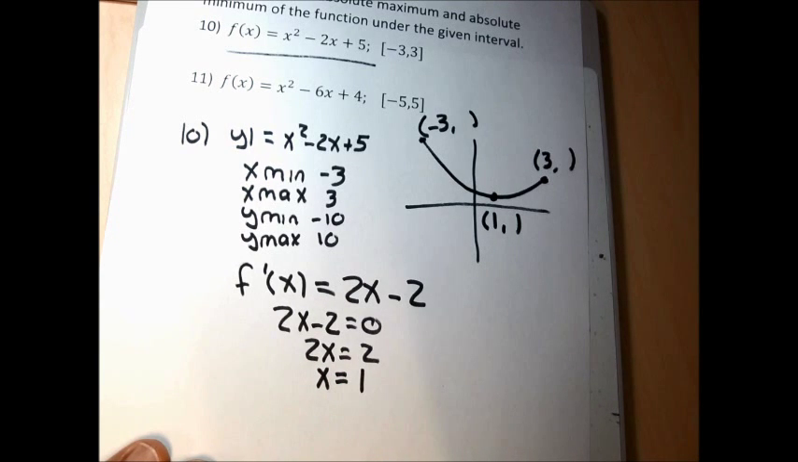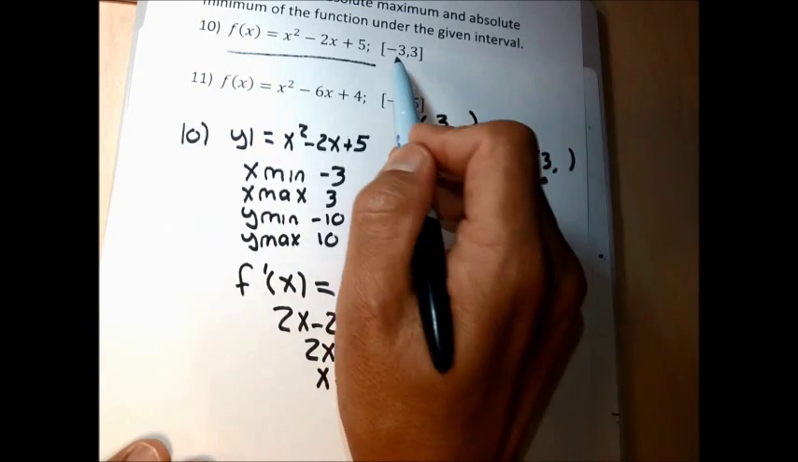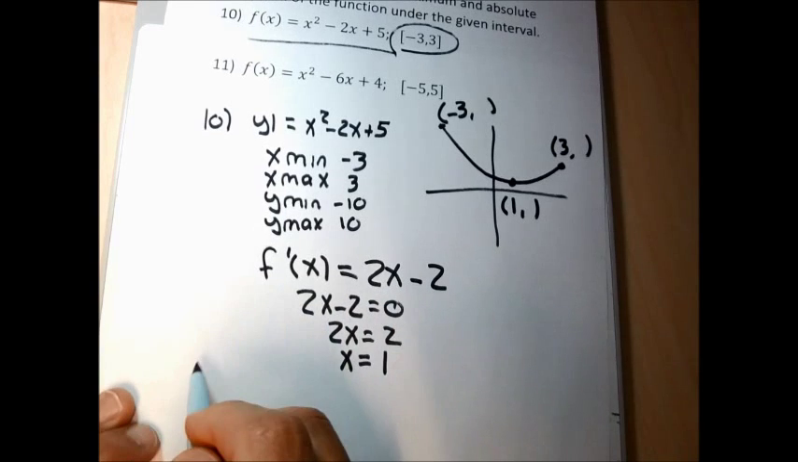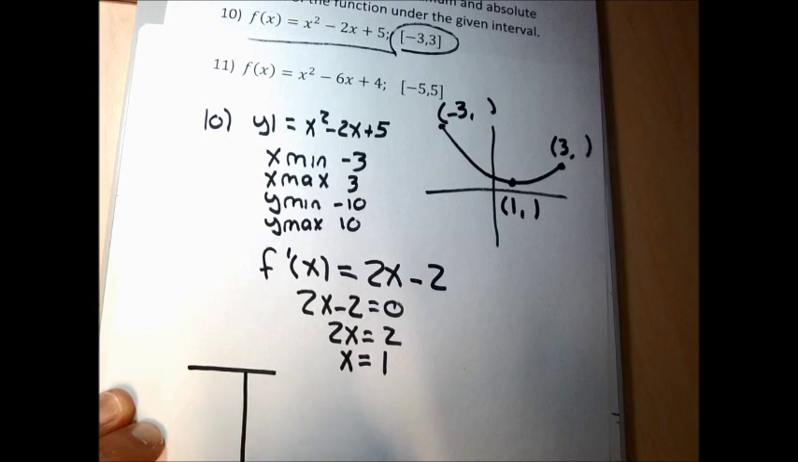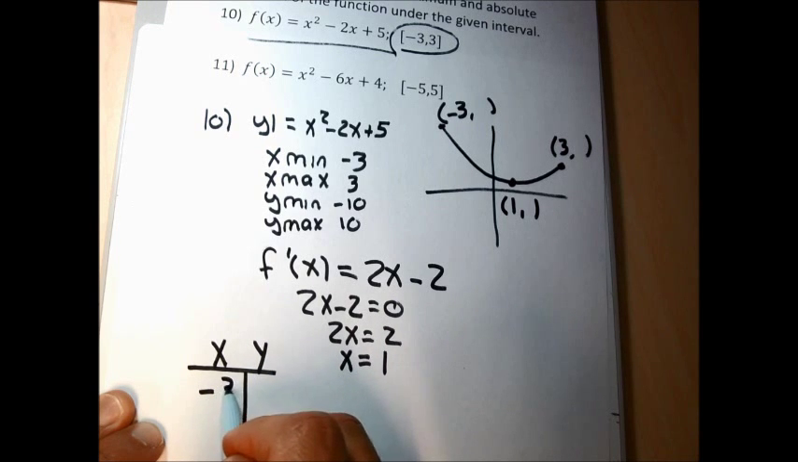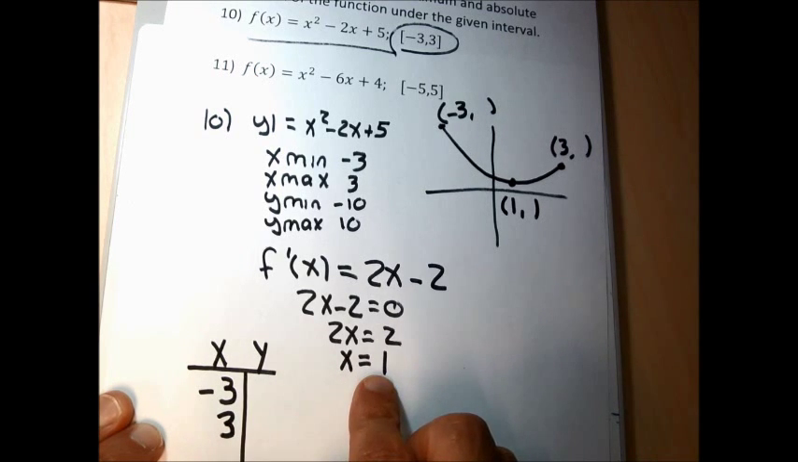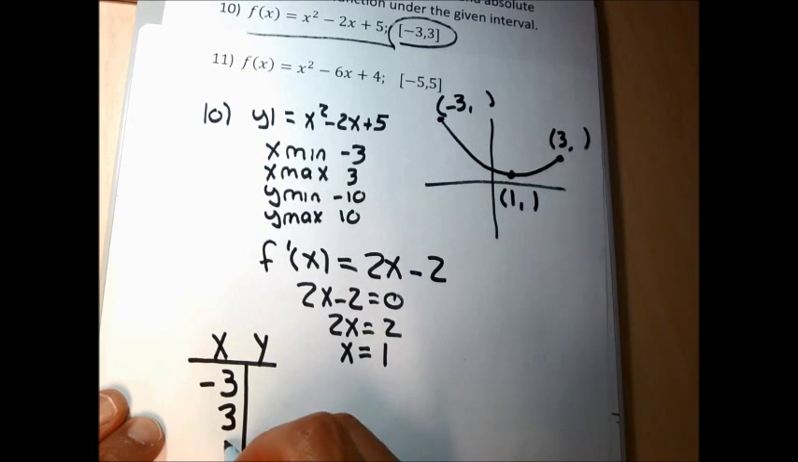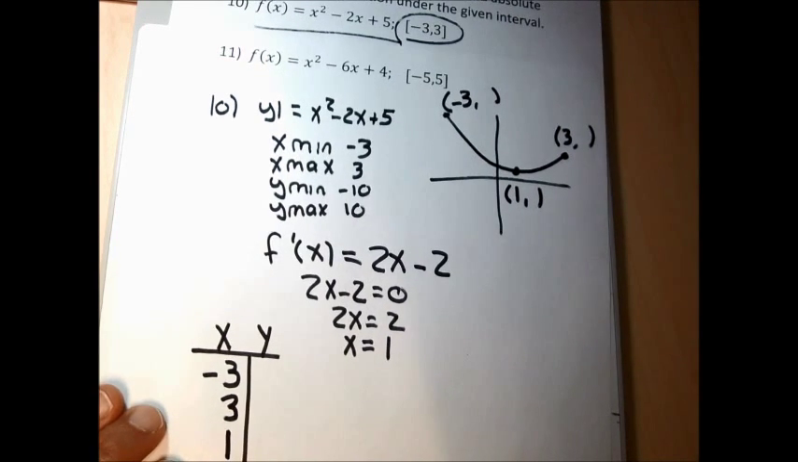And now I'm going to make a table. And always on my table, I'm going to start off with the x values that are given, and I'm going to call that my x column. So my x column is always going to have the x coordinates of the endpoints that are given, in this case the negative 3 and 3. And in addition, any critical number that's between those two values of x will go in this table. If this x value was like 5 and it wasn't between negative 3 and 3, I wouldn't include it in my table. But it's between negative 3 and 3, so I'll include it.